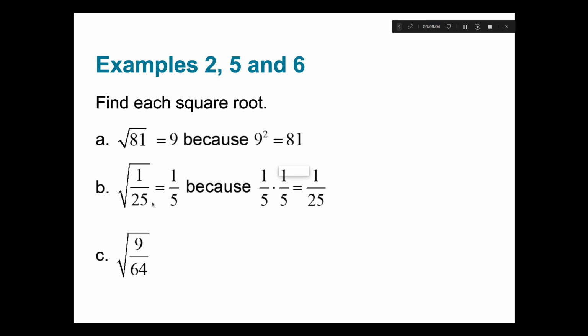9/64. So when you go ahead, you do that. 3/8. How do you know that it's 3/8? The square root of 9 and the square root of 64. So 3/8 times 3/8 is going to give us 9/64.